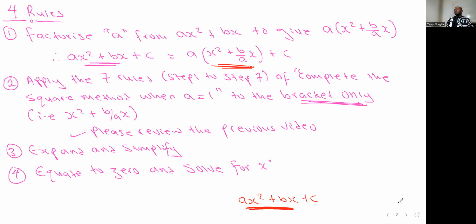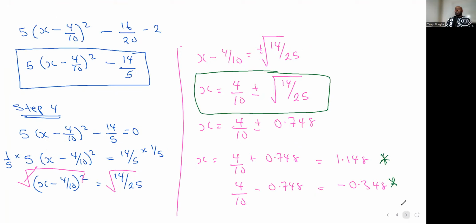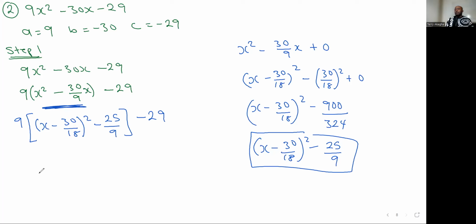we then have to expand and simplify. Okay? So that we're going to do now. We're going to expand and simplify. So let's go. So we expand it. So step 3 now. This part is the step 2. All right. We've done the step 2. Step 3, we're expanding. So it'll be 9 times this.